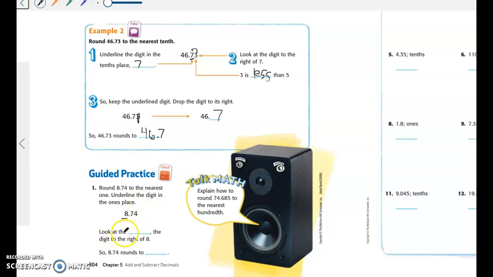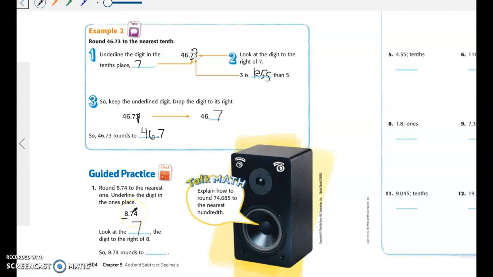So it says, we need to look at the number to the right. What number is in the right? 7. The digit to the right of 8, okay? So when we round this, my 7 is going to tell my 8 what to do. Remember the rules that Melanie read earlier.